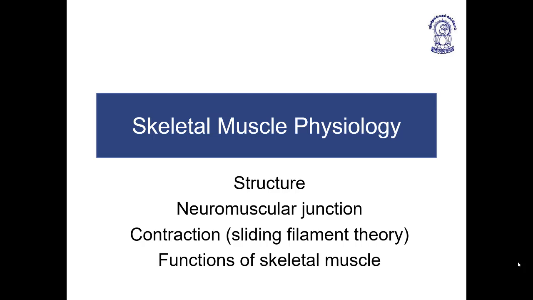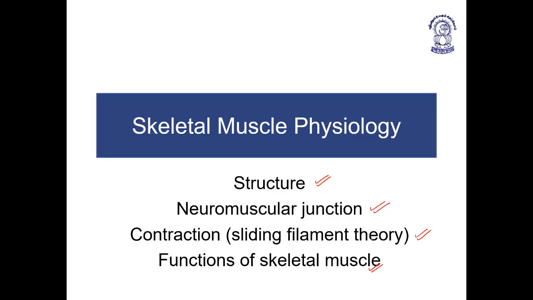In the previous lectures, we started with locomotion and movement. We discussed the bones, the study of bones, that is osteology, the study of joints, arthrology, different types of joints, and different types of bones. Today we are going to start with muscular physiology. In this module, we will be studying the structure of muscles, neuromuscular junction, contraction of skeletal muscle, that is the sliding filament theory, and functions of skeletal muscle.